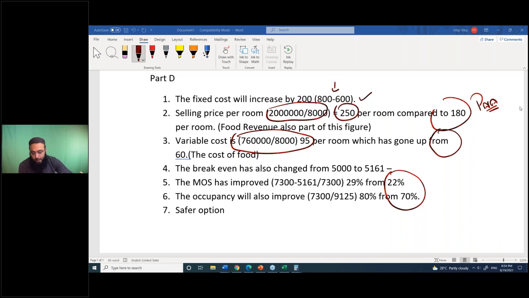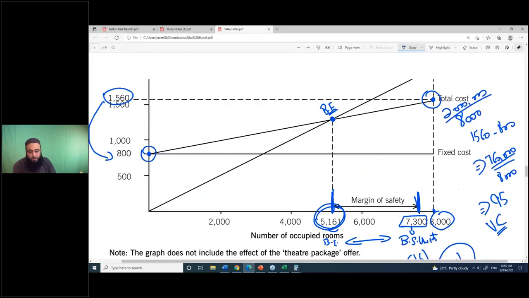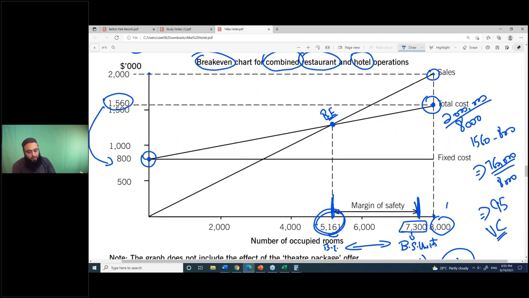In part 3 and 4, variable costs, you mean to say about this part D, right? Okay, let me repeat this. You can see in the graph, you just go above, see in the graph, at 8,000 number, your total cost is 1560, in which 800 is the fixed cost. So the leftover is 760,000 variable cost, which is based on 8,000.